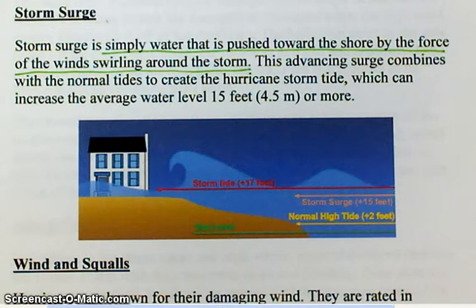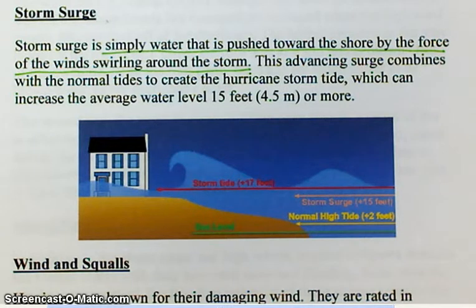Storm surge is simply water that is pushed toward the shore by forces of wind swirling around the storm. So they're just going to be brought in with the hurricane. This advancing surge of water combines with normal tides to create the hurricane storm tide, which can increase the average water level 15 feet or more, depending on the storm.